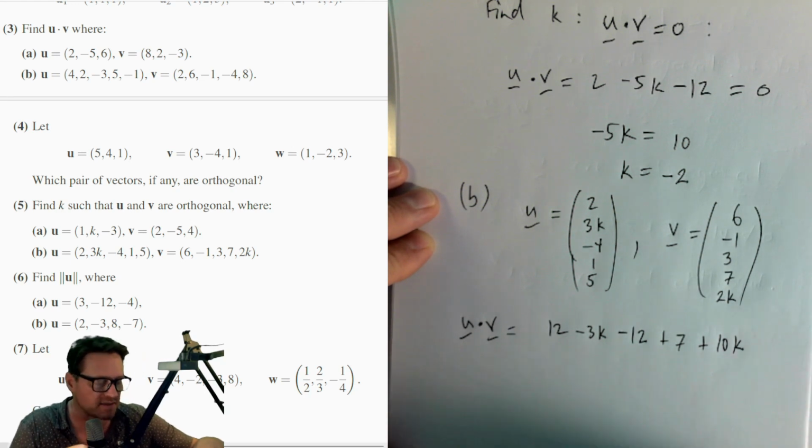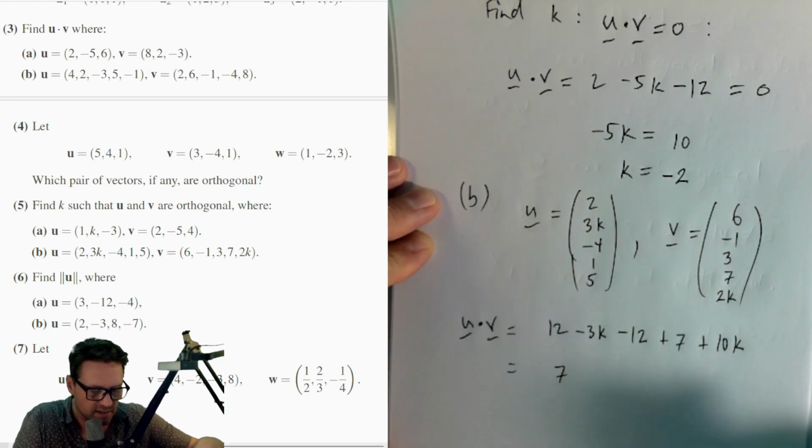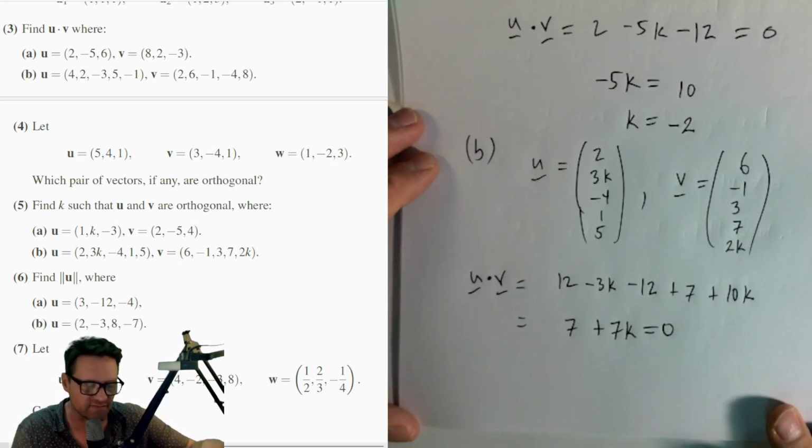Now we need to simplify this. 12 minus 12 is 0. So we have 7. 10k minus 3k is 7k. Okay, so 7 plus 7k is 0.